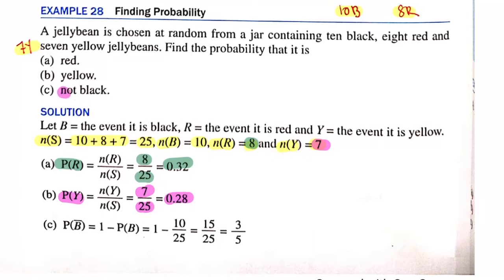And lastly, the probability of getting no black jelly bean. This is the probability of B complement, which is 1 minus the probability of B. The probability of B is 10 over 25. So 1 minus this number is 15 over 25, and we can simplify it as 3 over 5. We can also get the number of not black by adding up these two numbers here, because if it is not black, then it is red or yellow.